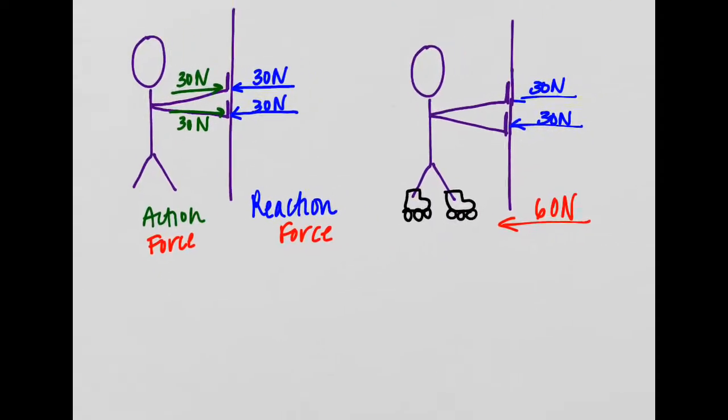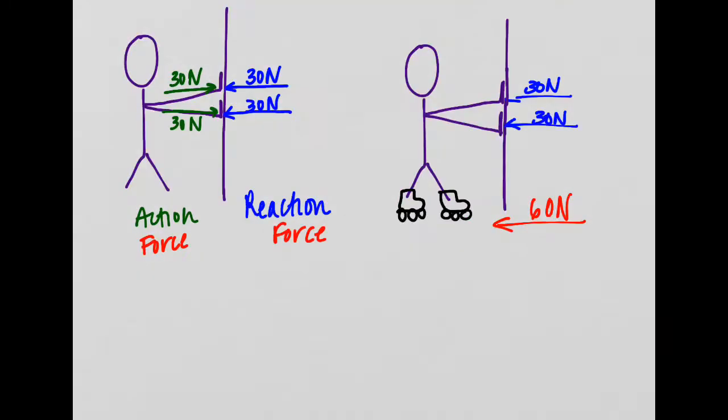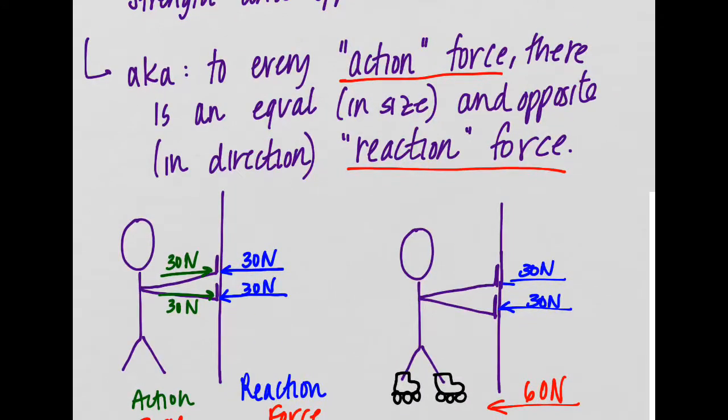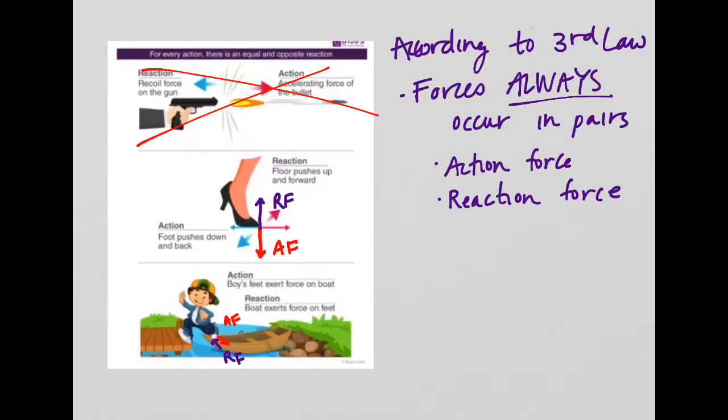Okay, I think that's pretty straightforward. If you want more, here's a couple other examples. The action force would be the person's foot pushing down on the floor. The reaction force is the floor pushing back up on her foot. Here, in this situation down here, I didn't like guns, so I canceled out this one, remember? So here, the action force is the boy pushing off of the boat, and the reaction force is the boat pushing back on the boy.